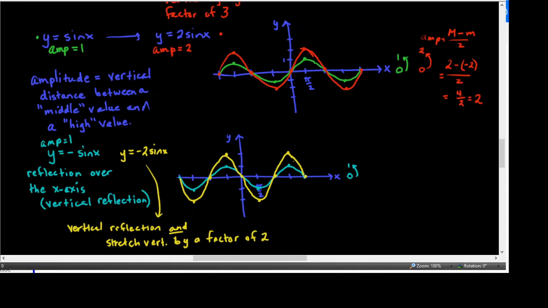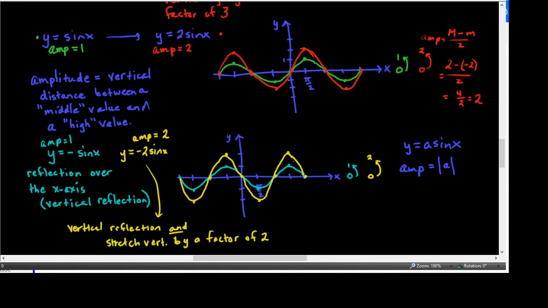So let's see if we can go another step. Let's look at the other one. For y equals -2 sine of x, the middle value is 0, the high value is 2. What's the amplitude? Well, it's 2. Again, the amplitude is related to a, but it's not necessarily a itself. So here comes the definition of if you have y equals a sine of x, the amplitude will always be the absolute value of a.